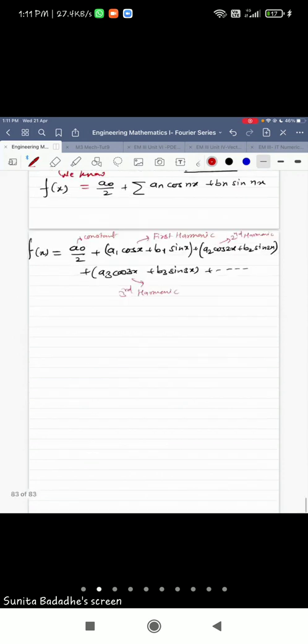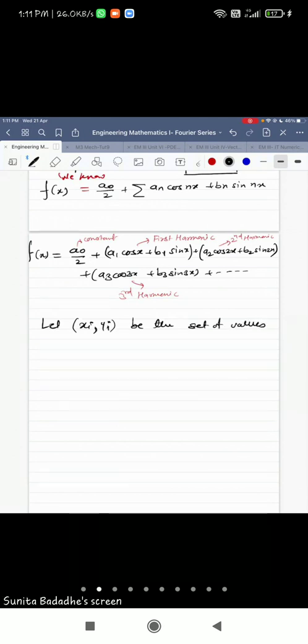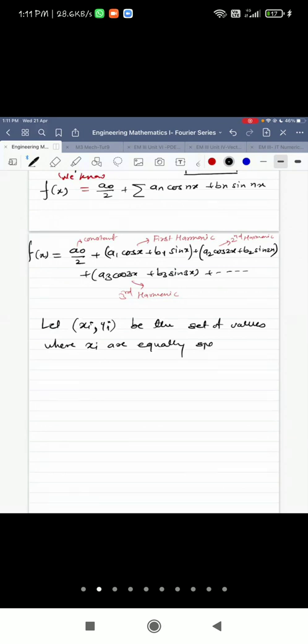So now, given the values (xi, yi), let these table values be the set of values provided to you. And here the important thing is that the xi are equally spaced. Means what?